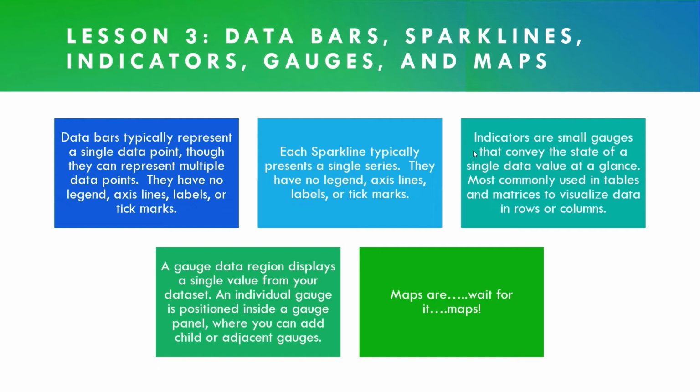They're most commonly used in tables and matrices to visualize data in rows or columns. A gauge data region displays a single value from your data set. An individual gauge can be positioned inside a gauge panel where you can add child or adjacent gauges. And then we have maps, which are maps. So we're going to go ahead and get started on this in Visual Studio.